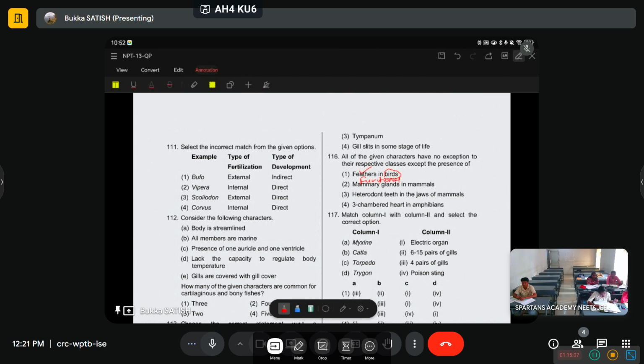If this is the case, it is also an exception. But otherwise, it is given as just mammary glands. Functional or not does not matter. Next, three-chambered heart in amphibians. There are no exceptions. But heterodont teeth in the jaws of mammals means what? It is not a universal feature, right? Every mammal may not be having the same. Most mammals have, but there are some mammals where there are no teeth. There are some mammals with some other kind of teeth. Examples not required, but there are exceptions.